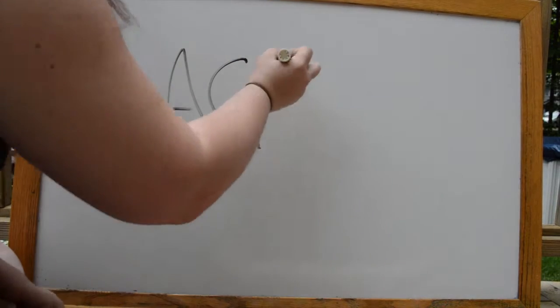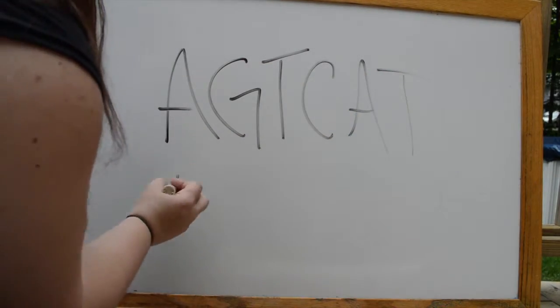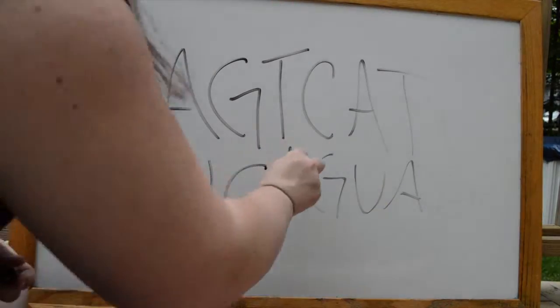With DNA, you have a strand of nitrogen bases, and that has a complementary strand of RNA. Every 3 bases codes for a different amino acid.